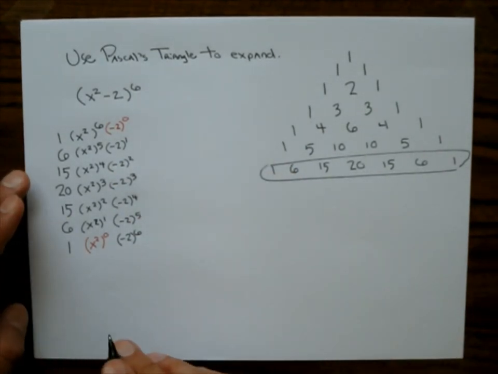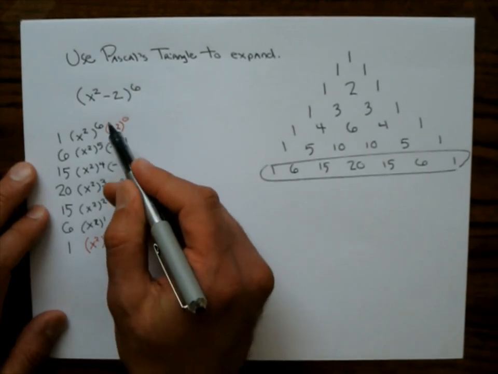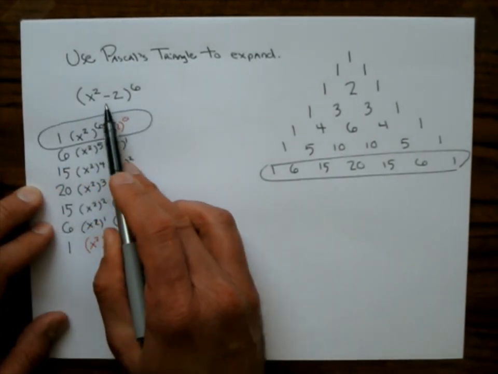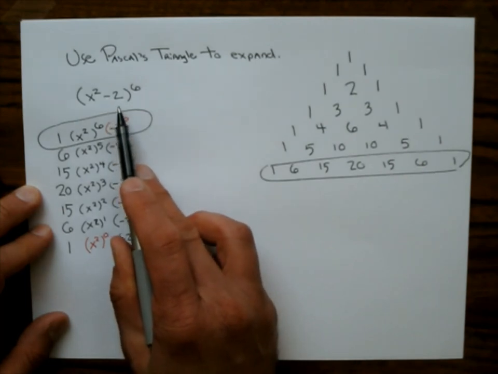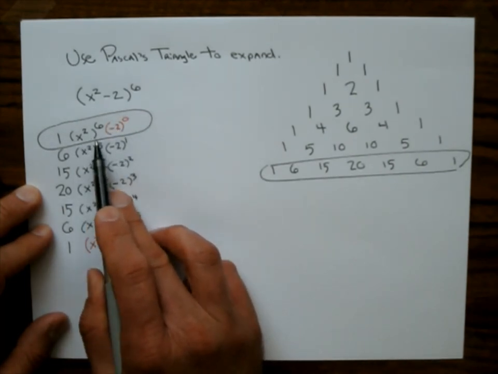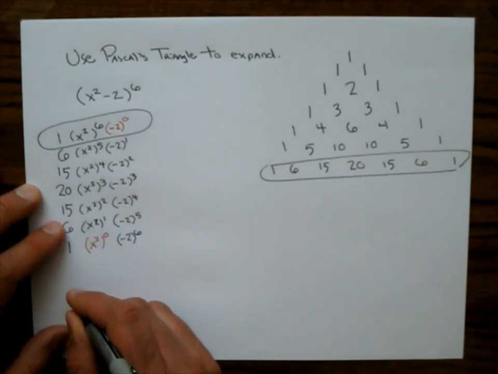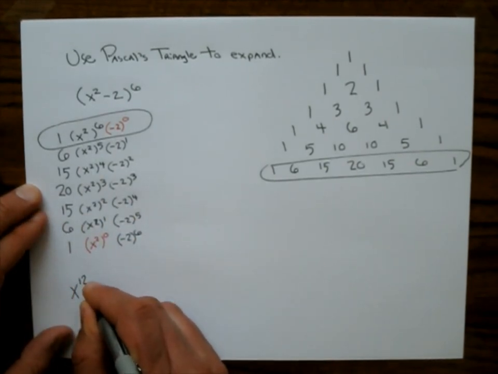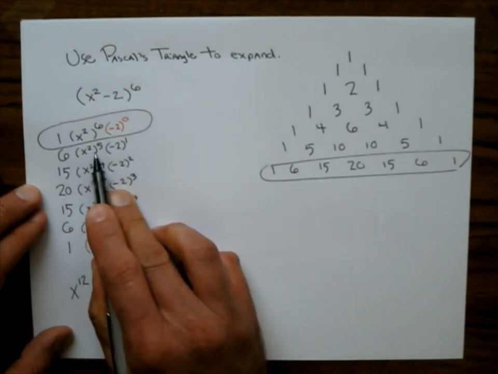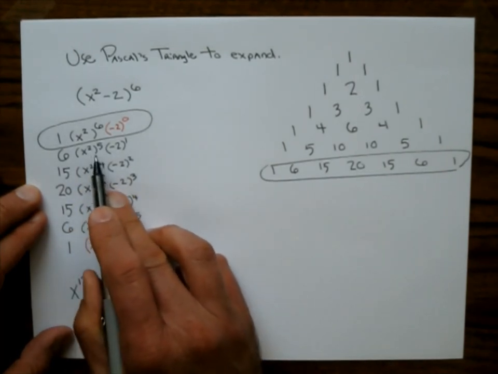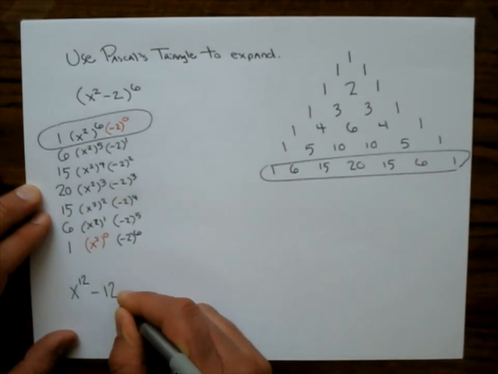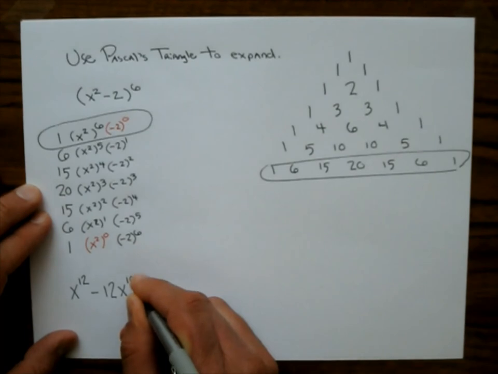So now, to write out the final answer, you just consider each column. If there's a negative there, we talked about this in the lecture, your signs are going to alternate between plus, minus, plus, with the first one being plus in this example. So this is an x to the 12th. Then we have minus, and so we have an x to the 10th there. So you're going to see a pattern with the x's really quickly. And we have minus 12, x to the 10th.